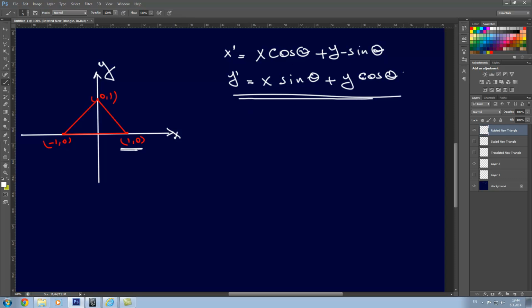This is the actual formula. Let's hope that I didn't make a mistake about it. This is the actual formula for rotating a point. And of course, if you do this calculation for every point, you're going to get a new xy coordinate, and then you can start rotating things.